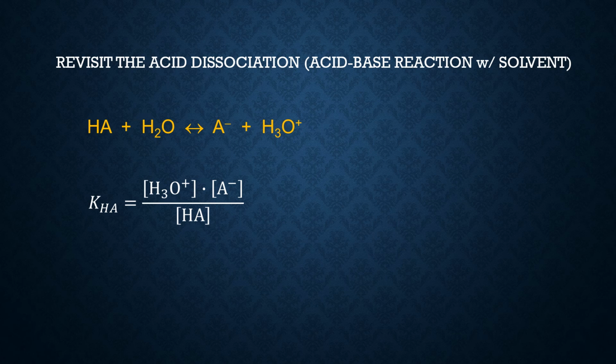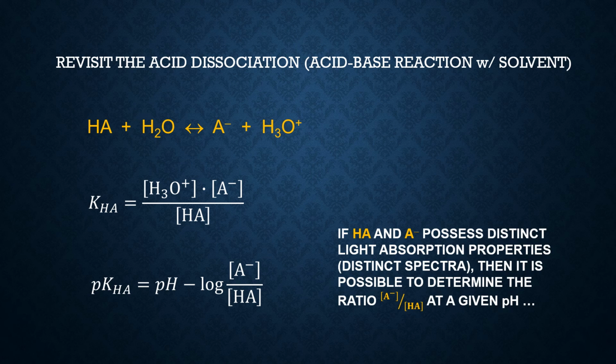We recognize that there's an equilibrium constant defined as indicated, and that if we take the negative log of this equation, we determine that the pK is equal to the pH minus the log of the ratio of the dissociated to the undissociated acid. So if we happen to have unique absorption properties for the protonated and deprotonated form, we can use that information to determine the ratio concentration of the A minus over the HA.